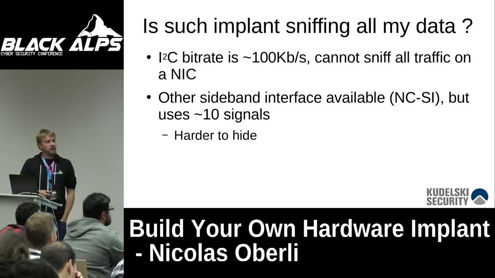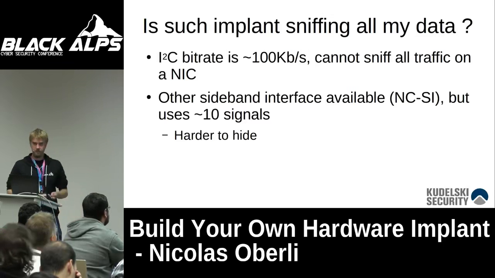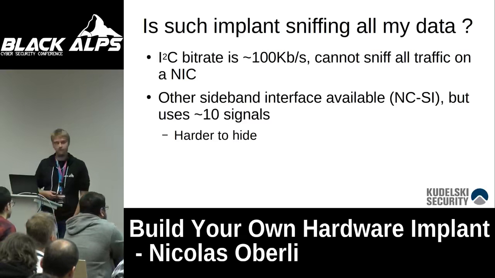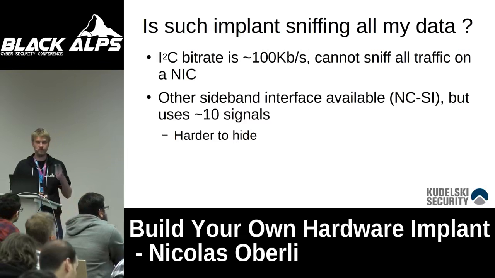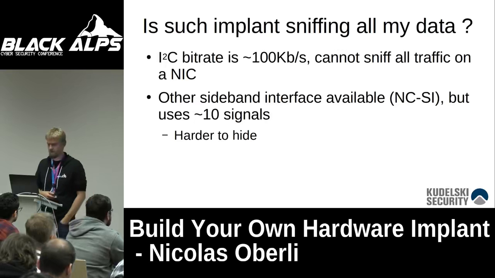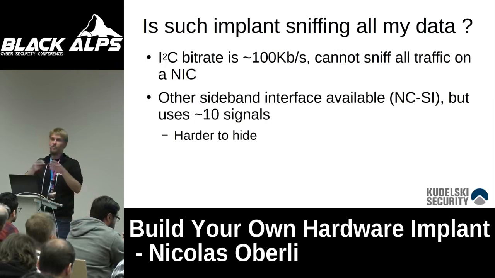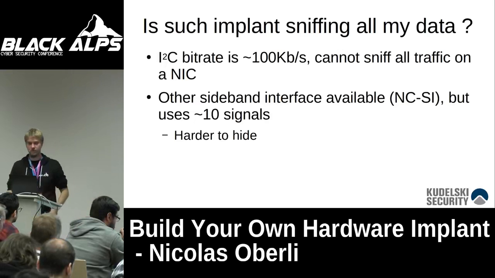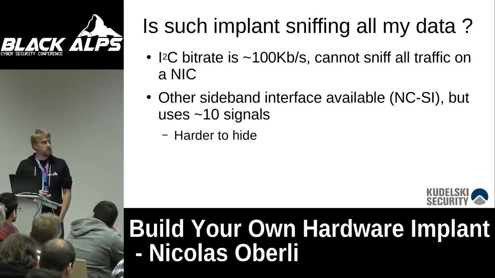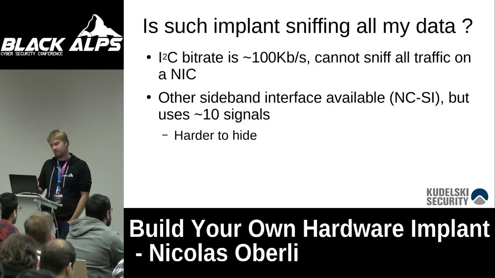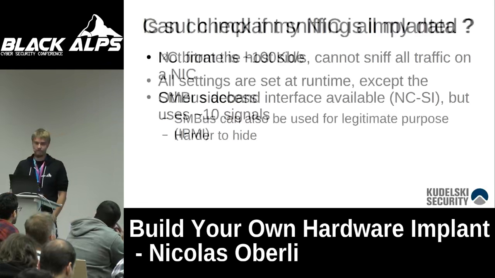I just spoke about SMBus. There is another available sideband interface called NC-SI, which uses a lot more signals. You don't have just two pins, you need around ten. So if you have more pins, the chip is bigger, and it's more difficult to hide. So there is a way to sniff traffic at gigabit speed using that, but the implant will not be that stealthy.